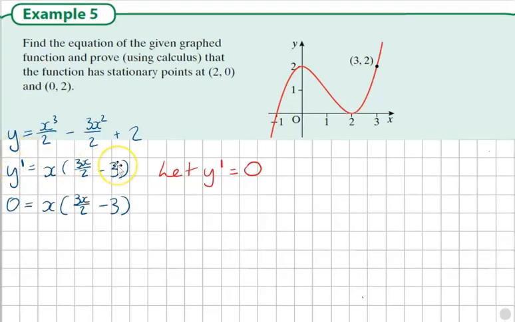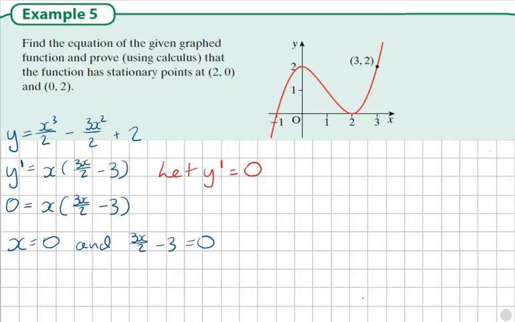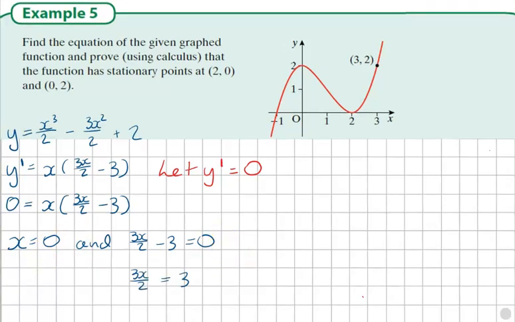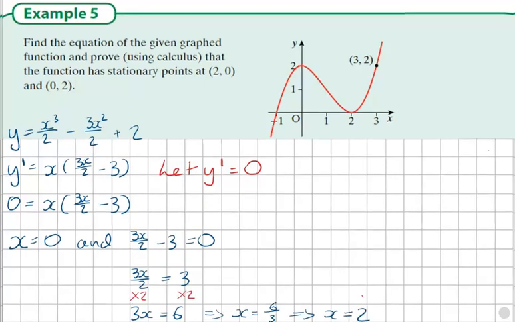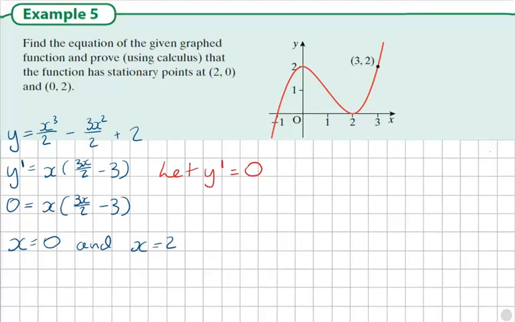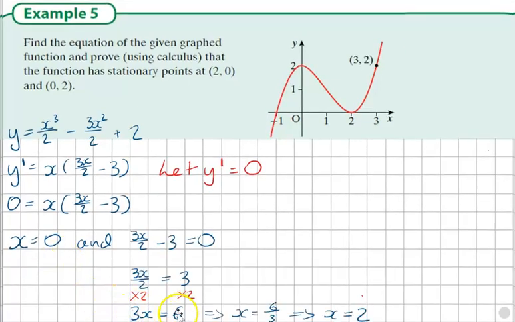So we're going to take the derivative and we're going to let it equal 0. So we have 0 equals x times 3x over 2 minus 3. So x is equal to 0, and then 3x over 2 minus 3 is equal to 0. So 3x over 2 is equal to positive 3. Multiplying both sides by 2 to get rid of the fraction gives us 3x is equal to 6. Therefore, x is equal to 6 over 3, so x is equal to 2. So our two solutions are x is equal to 0 and x is equal to 2.